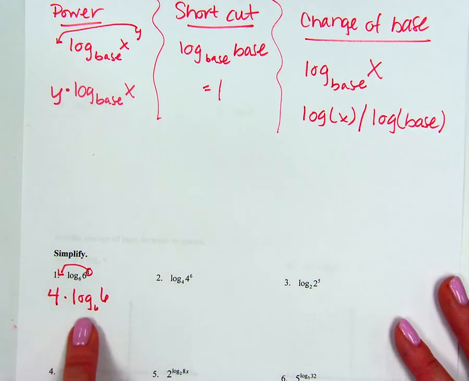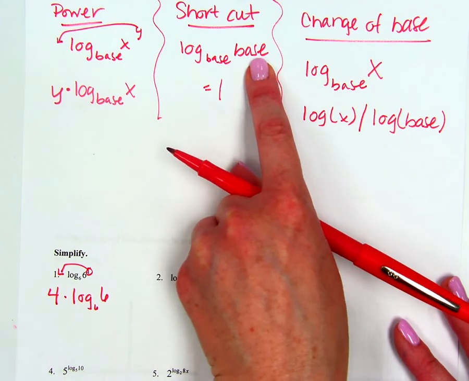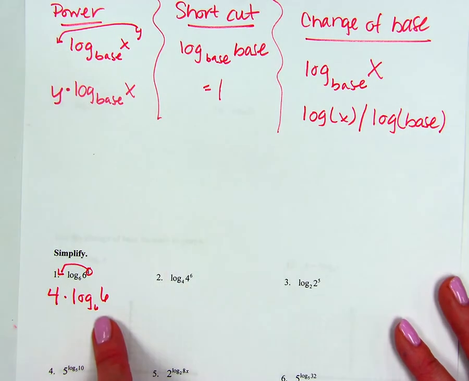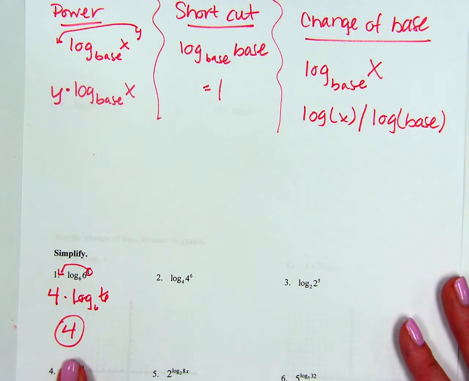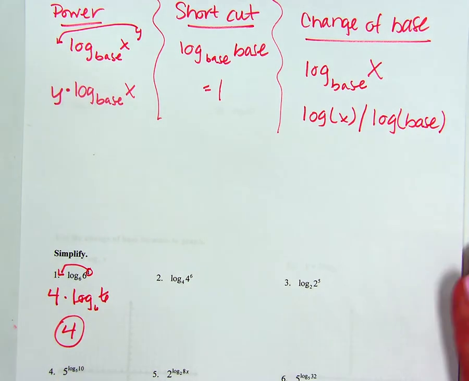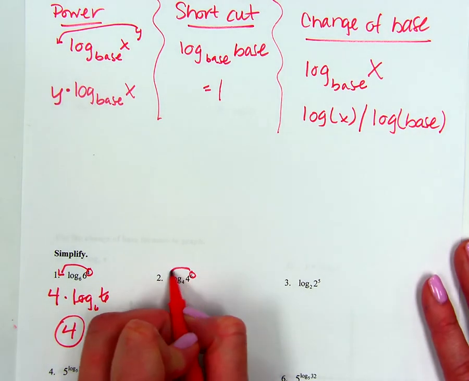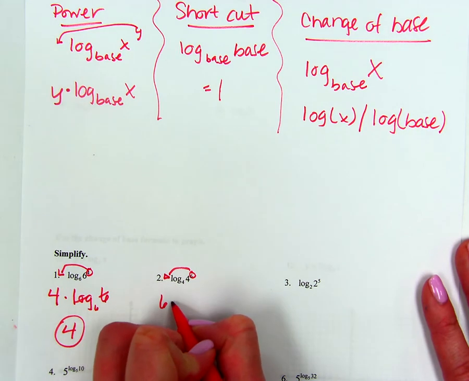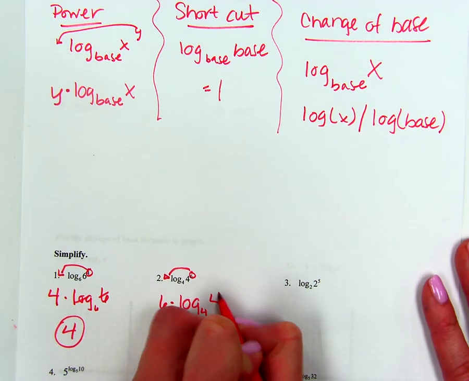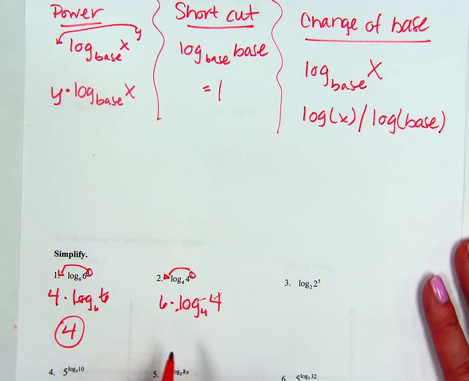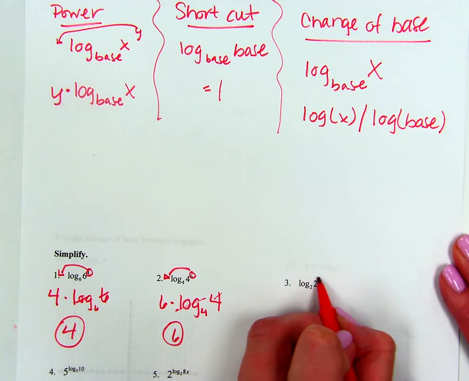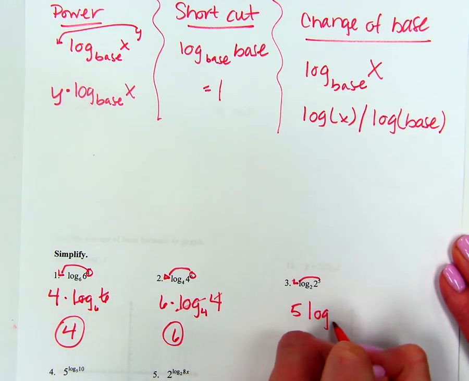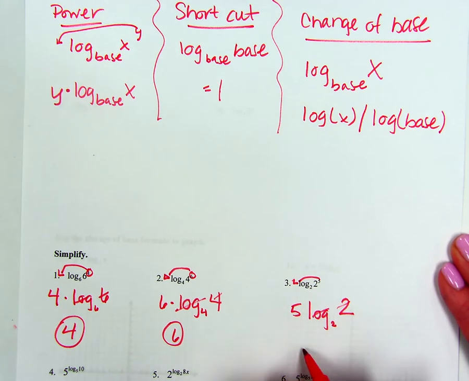So our shortcut method told us what? If we have the log base and the base number is the same, just like what we have down here, log base 6 of 6, those cancel out. So I can cancel both of those out, and I'm left with just my 4. Not too difficult for you guys here. Let's try number 2. Same thing again. We have our little exponent, our 6. We're going to bring that around to the front. So we now have 6 times log base 4 of 4. Those cancel out, and we are left with 6. Same thing on 3. We'll bring our 5 around, cancel those out, and we're left with just 5.